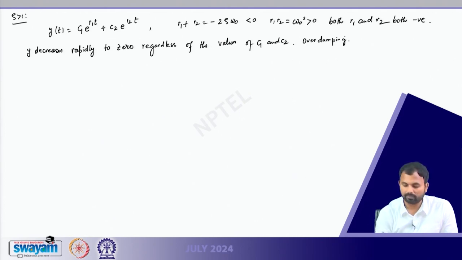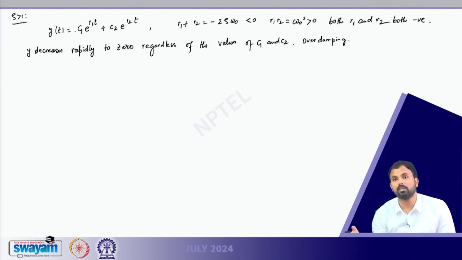What does this mean? If zeta, the way we have defined it, gamma by 2 square root of mk, is greater than 1, then we have an overdamping situation, right. And in the case of overdamping, the solution will always rapidly decrease to 0. We will see one example also.